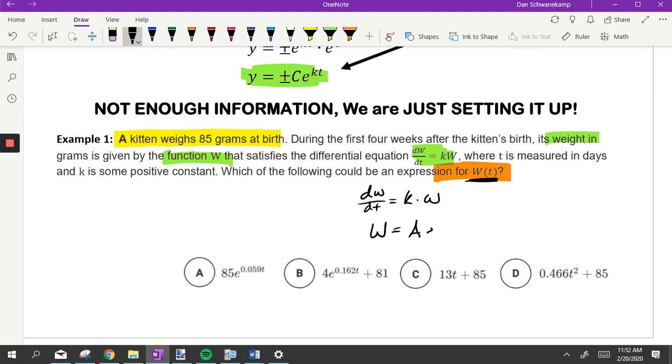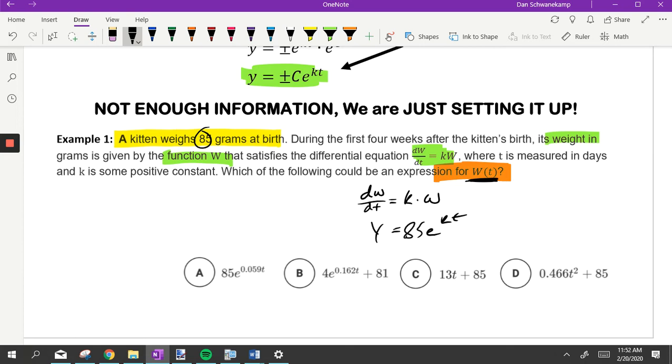y equals a e^(kt). I use w because they told me weight, but just make it y. What thing do we know? The a is the starting amount. So what is my starting amount going to be for my weight? 85 grams. And so right here where a is, it's going to be 85. The next thing I normally would do would be to solve for k, but they didn't give me any other information, so I can't really do anything with it.